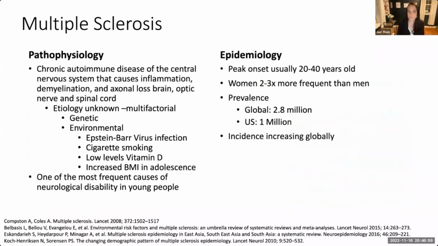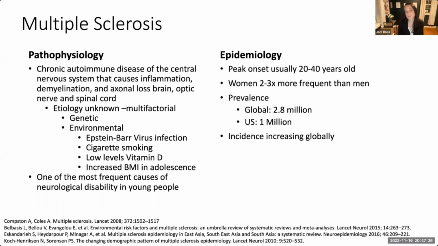So we know that multiple sclerosis has a peak onset in females more than males, about 20 to 40 years old. It's prevalent, about 1 million people in the US have it. And we know that the incidence is increasing globally. And it's a chronic autoimmune disease of the central nervous system that causes inflammation, demyelination, and axonal loss in the brain, optic nerve, and spinal cord. And so it's this multifactorial problem.